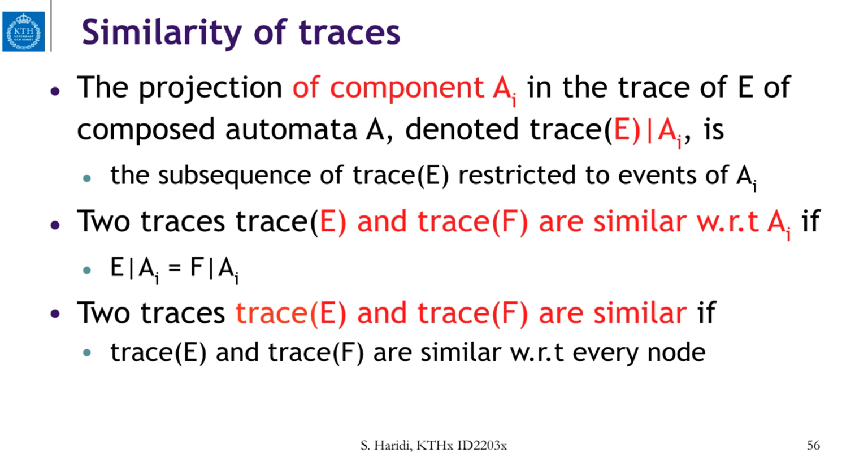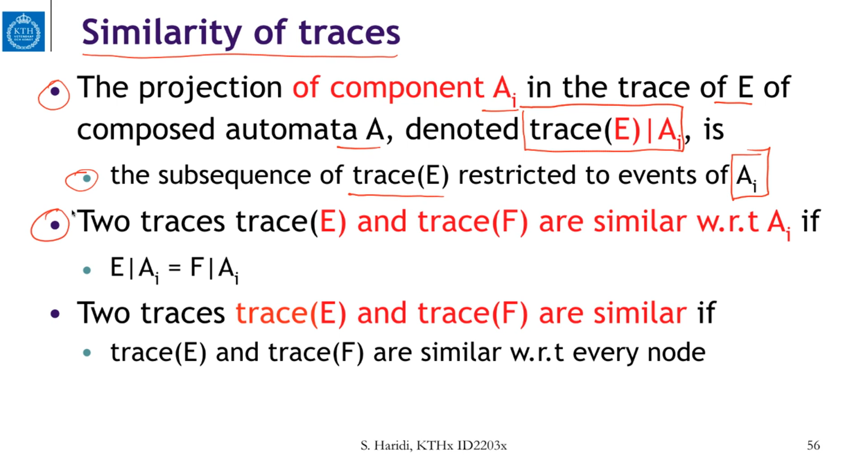We can say the same thing about traces that we said about executions. So the projection of component AI in a trace of E of a composed automaton A is denoted by this notation. It is the trace of E restricted to the view of AI, and it is the subsequence of the trace of E restricted to events happening on AI. And two traces are similar with respect to a component automaton AI if we restrict the first trace to AI and we restrict the second trace to AI, we see that these two are the same, are equal. And two traces are similar or indistinguishable if the traces are similar with respect to each process or each node.